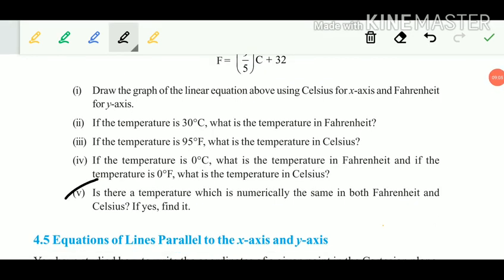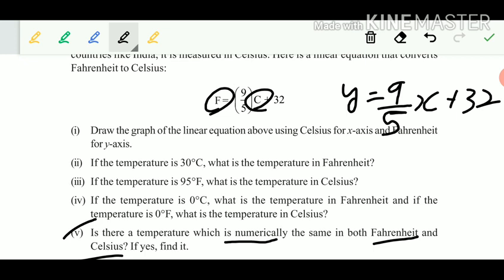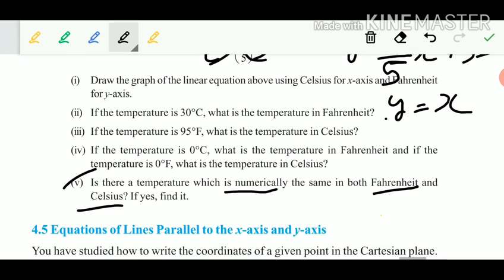Fifth part, is there a temperature which is numerically the same? Now they said both the Fahrenheit and Celsius are same. So both the values are same. When we write it in the equation form, the equation is y is equals to 9/5 x plus 32. Now both the Fahrenheit and Celsius are same, so y and x both are same. Put their values, it becomes y is equals to 9/5 y plus 32.